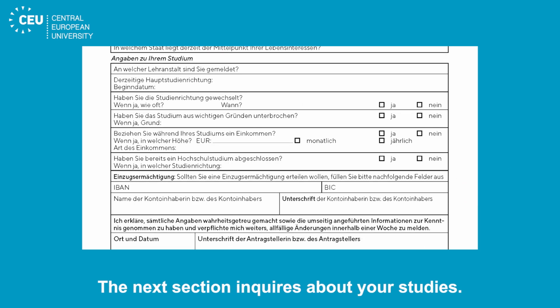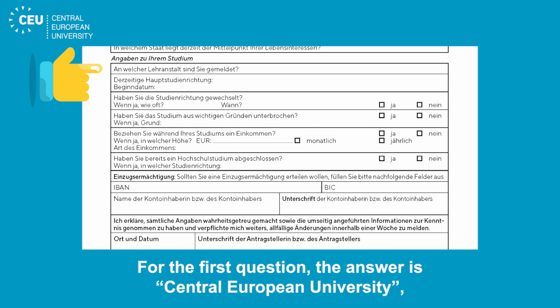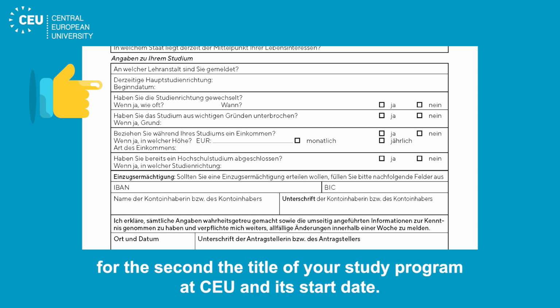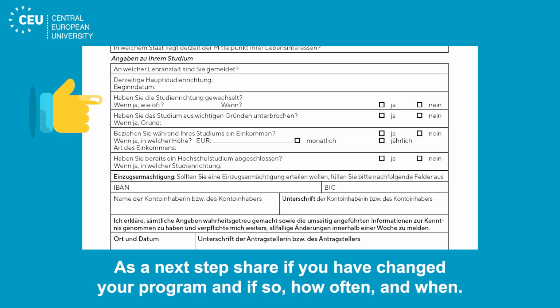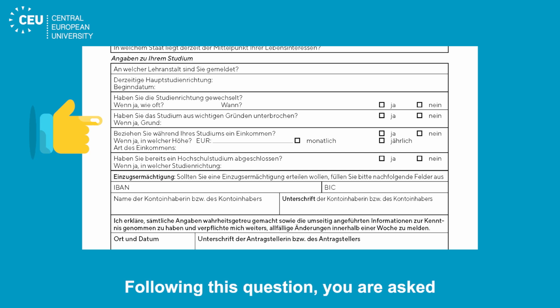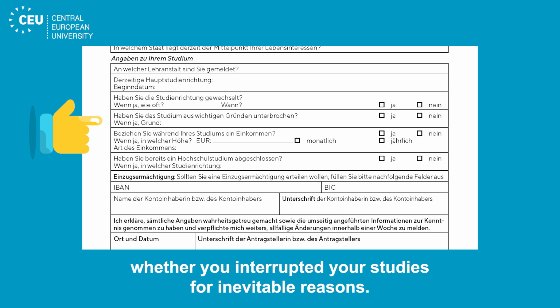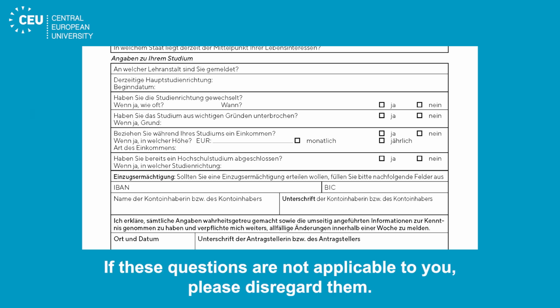The next section inquires about your studies. For the first question, the answer is Central European University. For the second, the title of your study program at CEU and its start date. As a next step, share if you have changed your program and if so, how often and when. Following this question, you are asked whether you interrupted your studies for inevitable reasons. If these questions are not applicable to you, please disregard them.